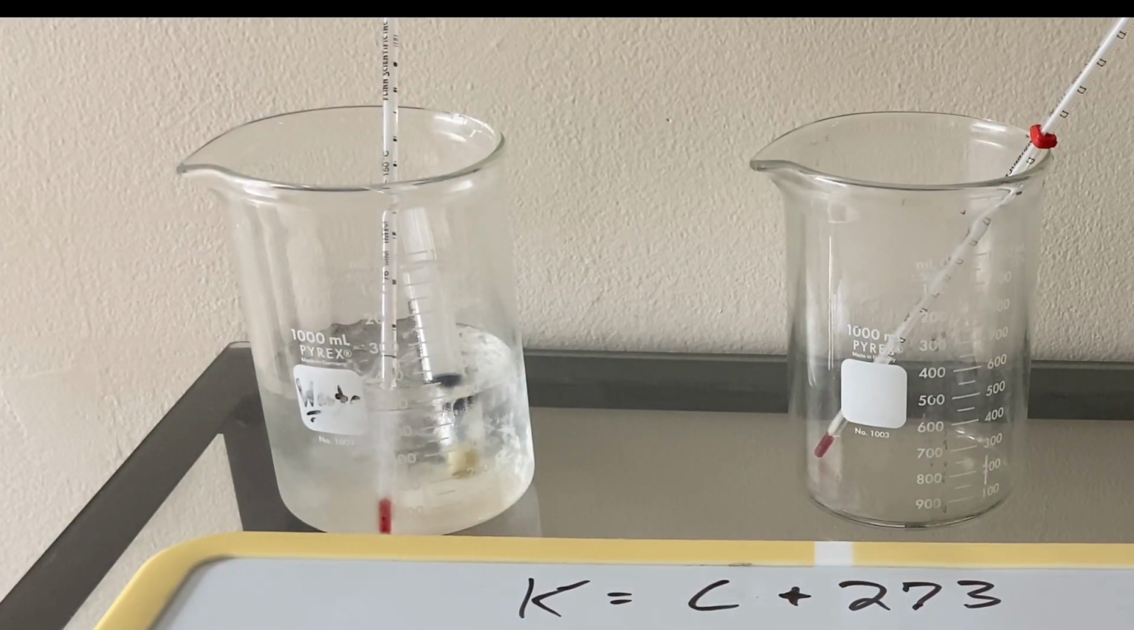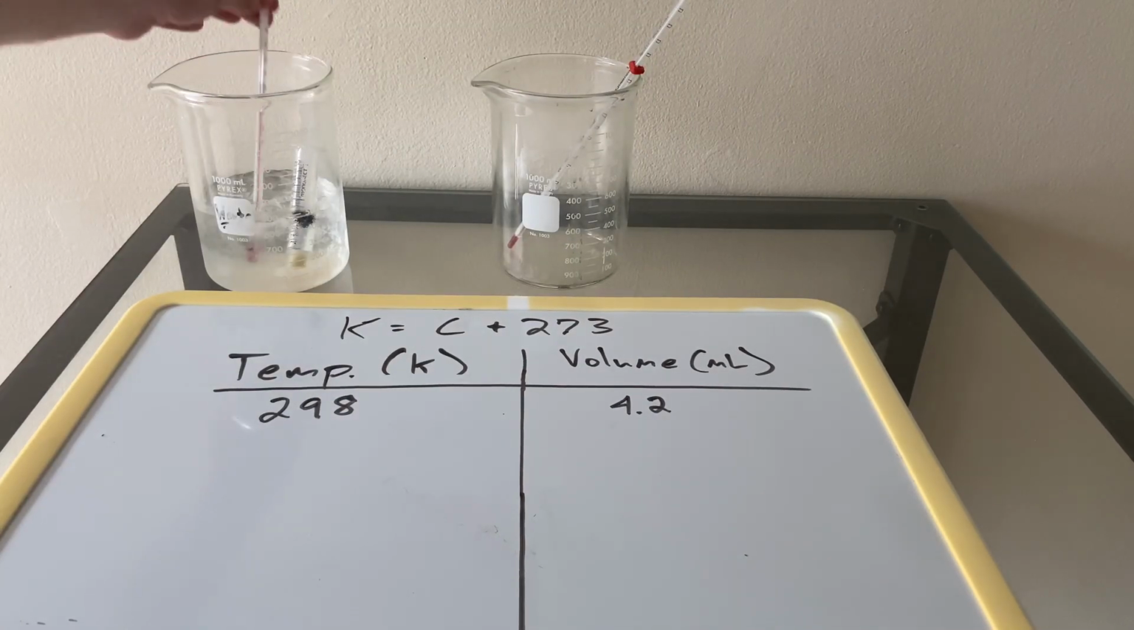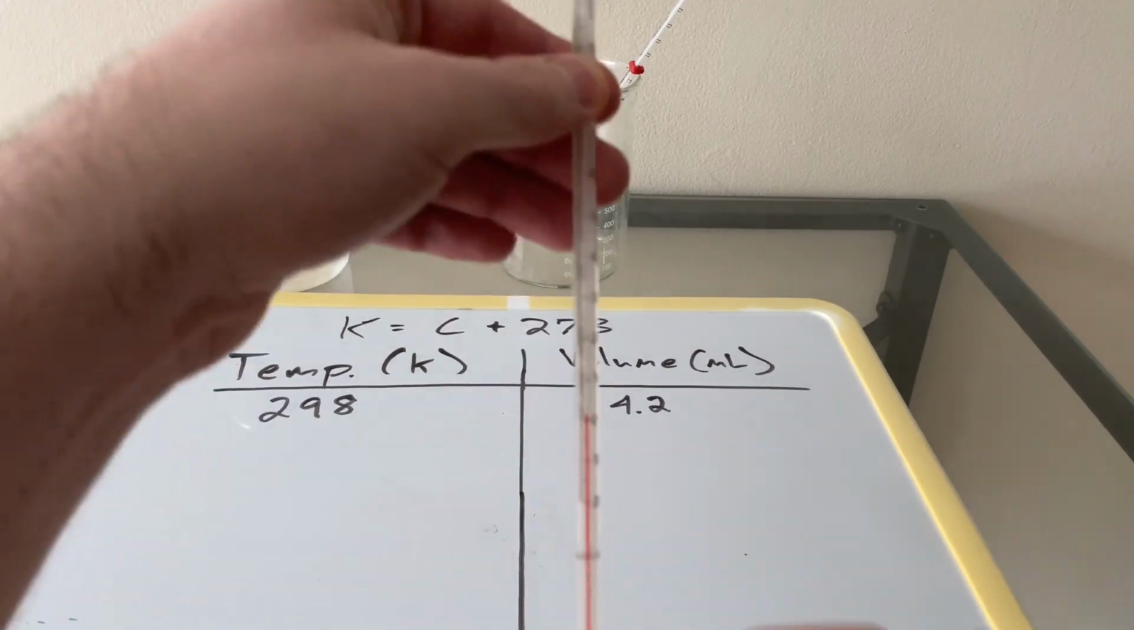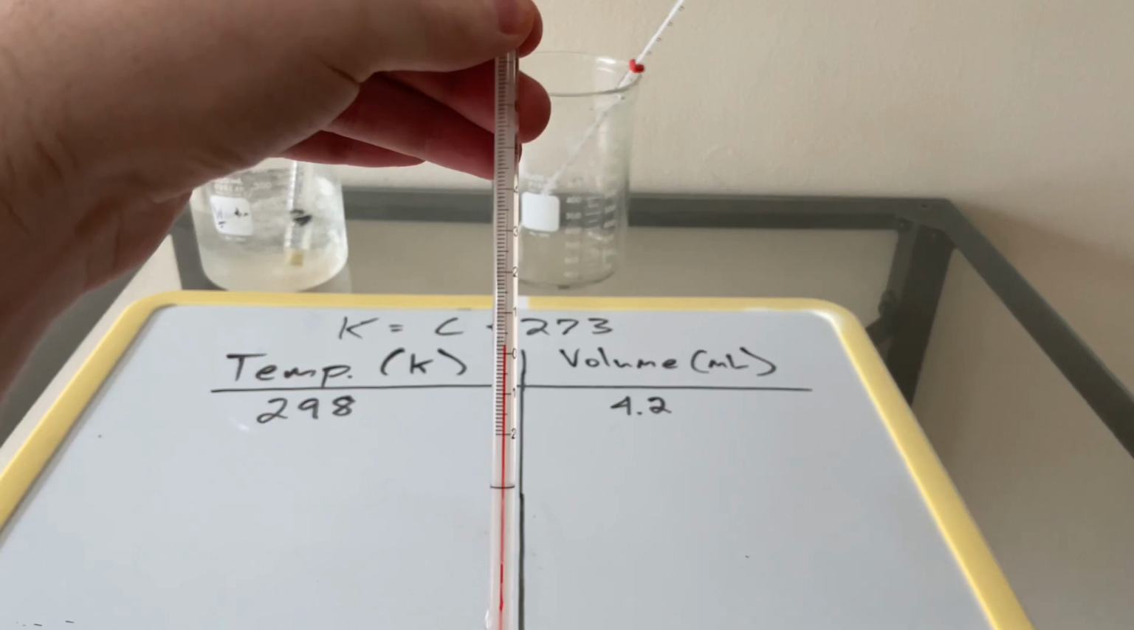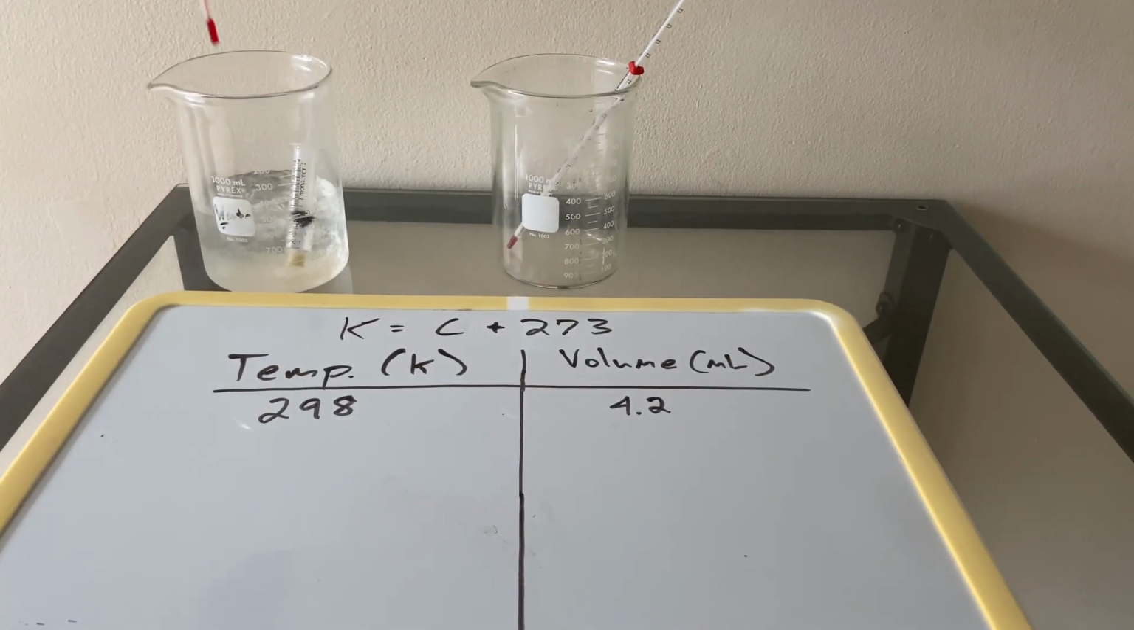Now we're going to try ice water. So we're going to let that sit in ice water. And we're back 2 minutes later. And check the temperature there. It's about 2 degrees Celsius. 2 plus 273 gives me 275 Kelvin.